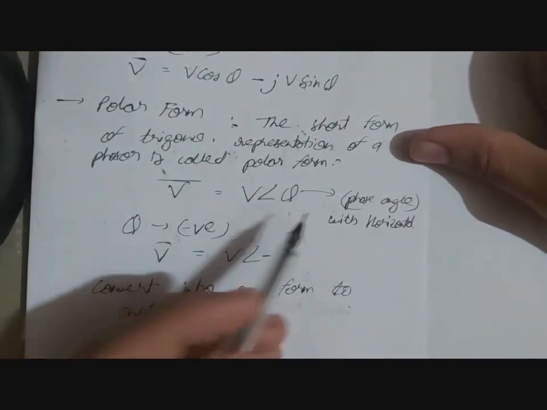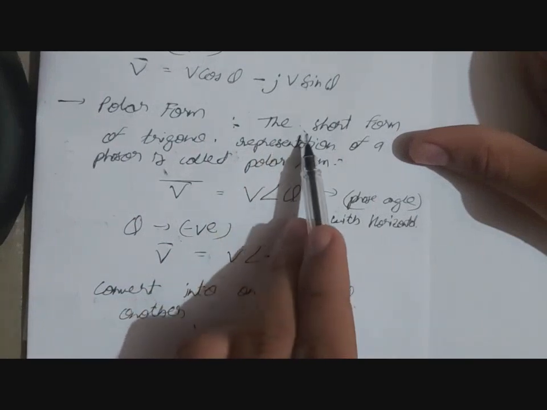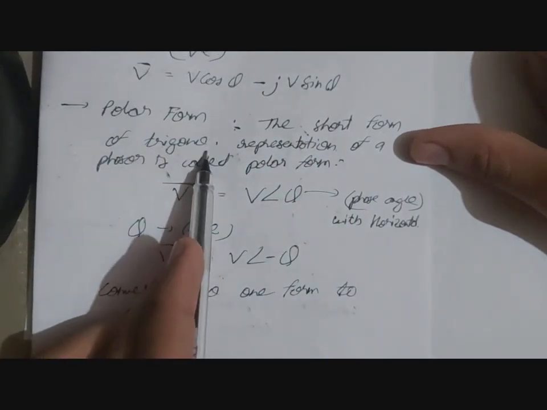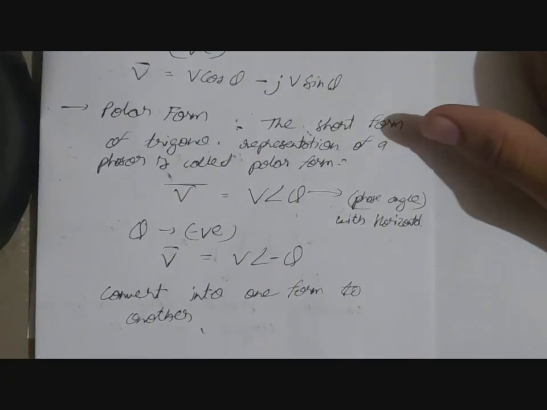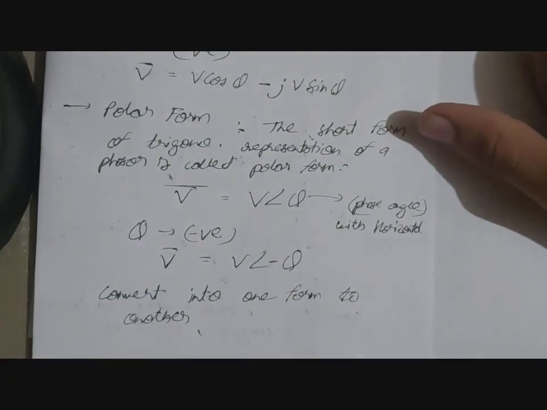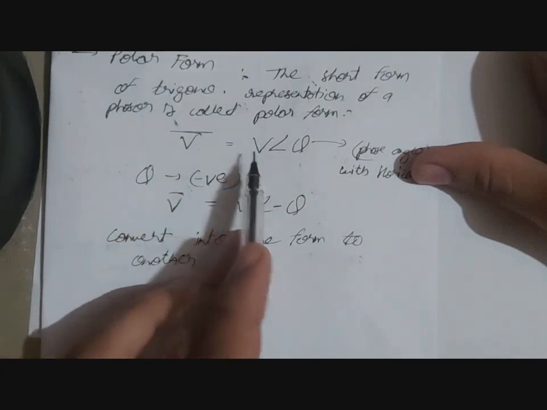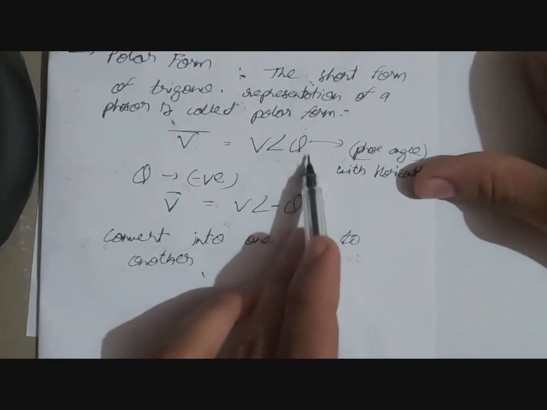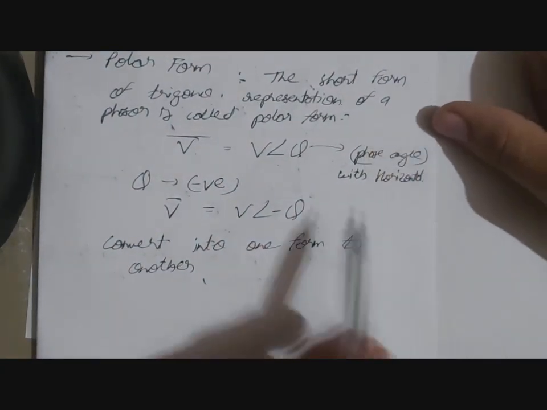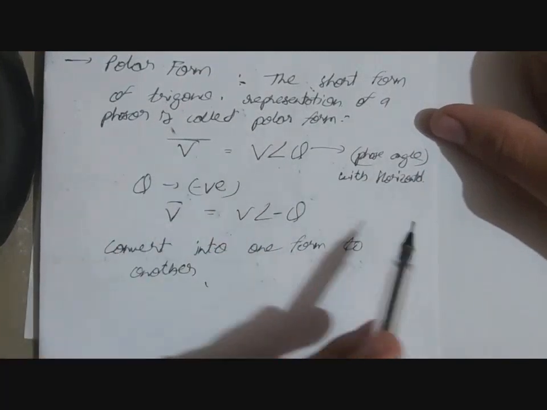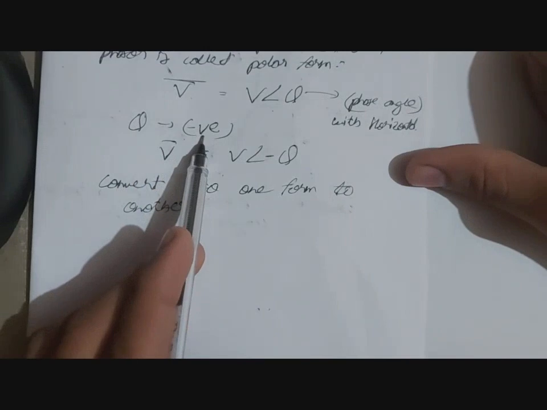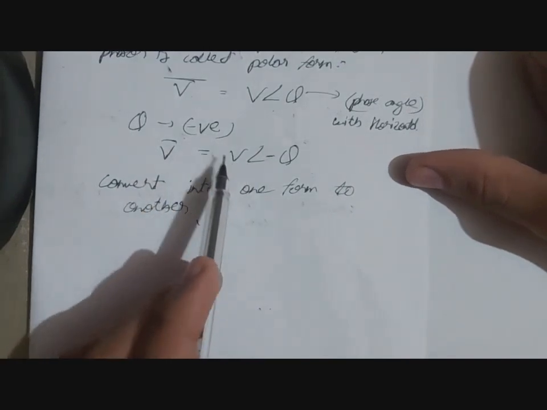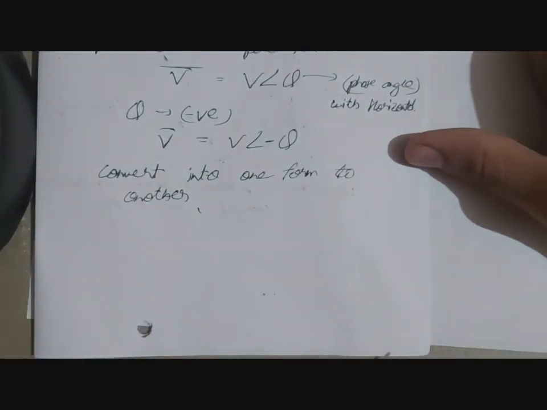Polar form. The third form is polar form. The short form of trigonometrical representation of a phasor is called polar form. It is just a short form of trigonometrical form. So V bar is equal to V angle theta, where theta is the phase angle, we know that, with horizontal. If theta is negative, then we apply a negative sign there.